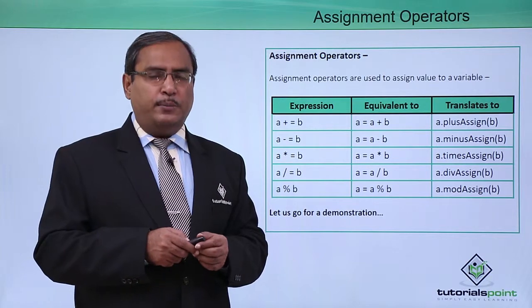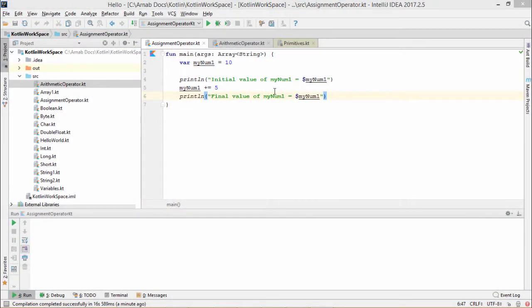So here is the demonstration for you. Here we are going to demonstrate the use of the assignment operator. We have defined num1 of type Int implicitly, because the value 10 will be considered as an integer. So that has been assigned to my num1. The current value of my num1 has been printed, and then num1 += 5. So in this way it is nothing but num1 = num1 + 5. Then after doing this addition, we are again printing the final value of num1.